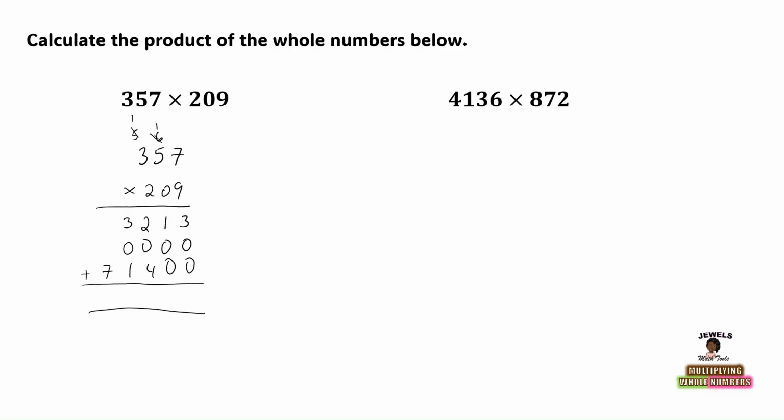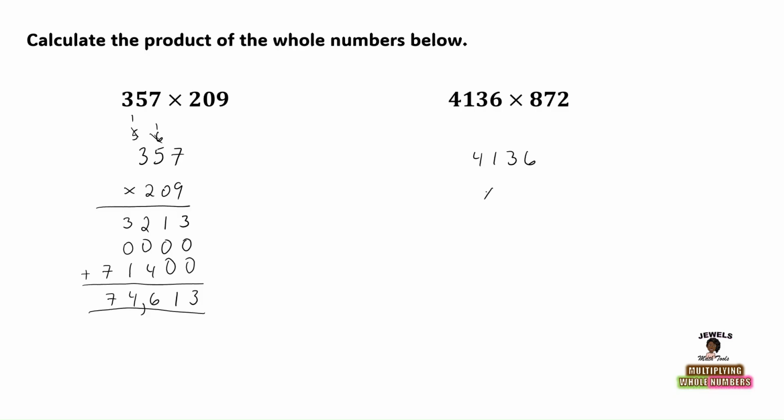Let's sum our numbers together. 3 plus zeros is equal to 3. 1 plus zeros is equal to 1. 2 plus 0 is equal to 2. And 2 plus 4 is equal to 6. 3 plus 0 is equal to 3. 3 plus 1 is equal to 4. And we'll bring down our 7. So when we multiply the numbers 357 times 209, our sum is 74,613.